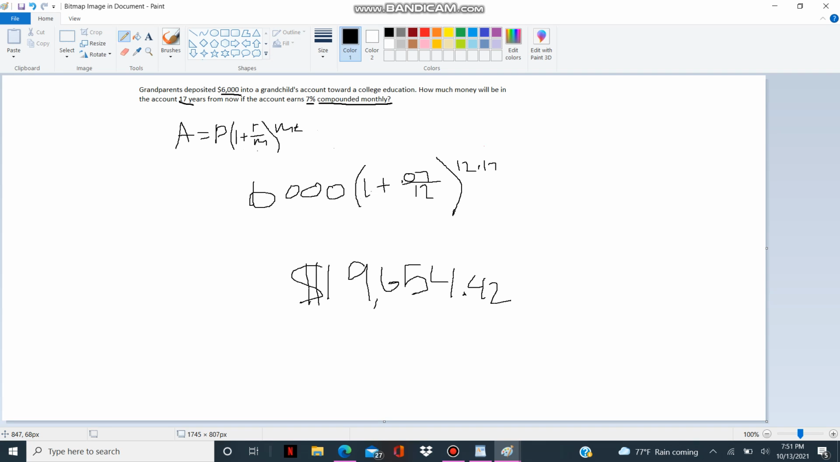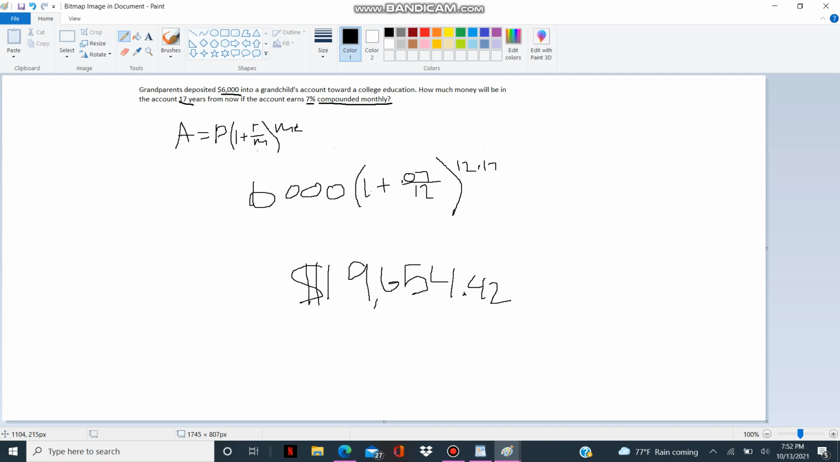Because it says compounded monthly, I knew to use my compounded formula, and it's not continuous, so it's not the PERT formula. A equals P(1 + r/m)^(mt). So 6,000 is P, because that's my initial input, times 1 plus 0.07, which is 7% as a decimal for my rate. And then it says compounded monthly, so 12 months in a year. That's how I got the 12.